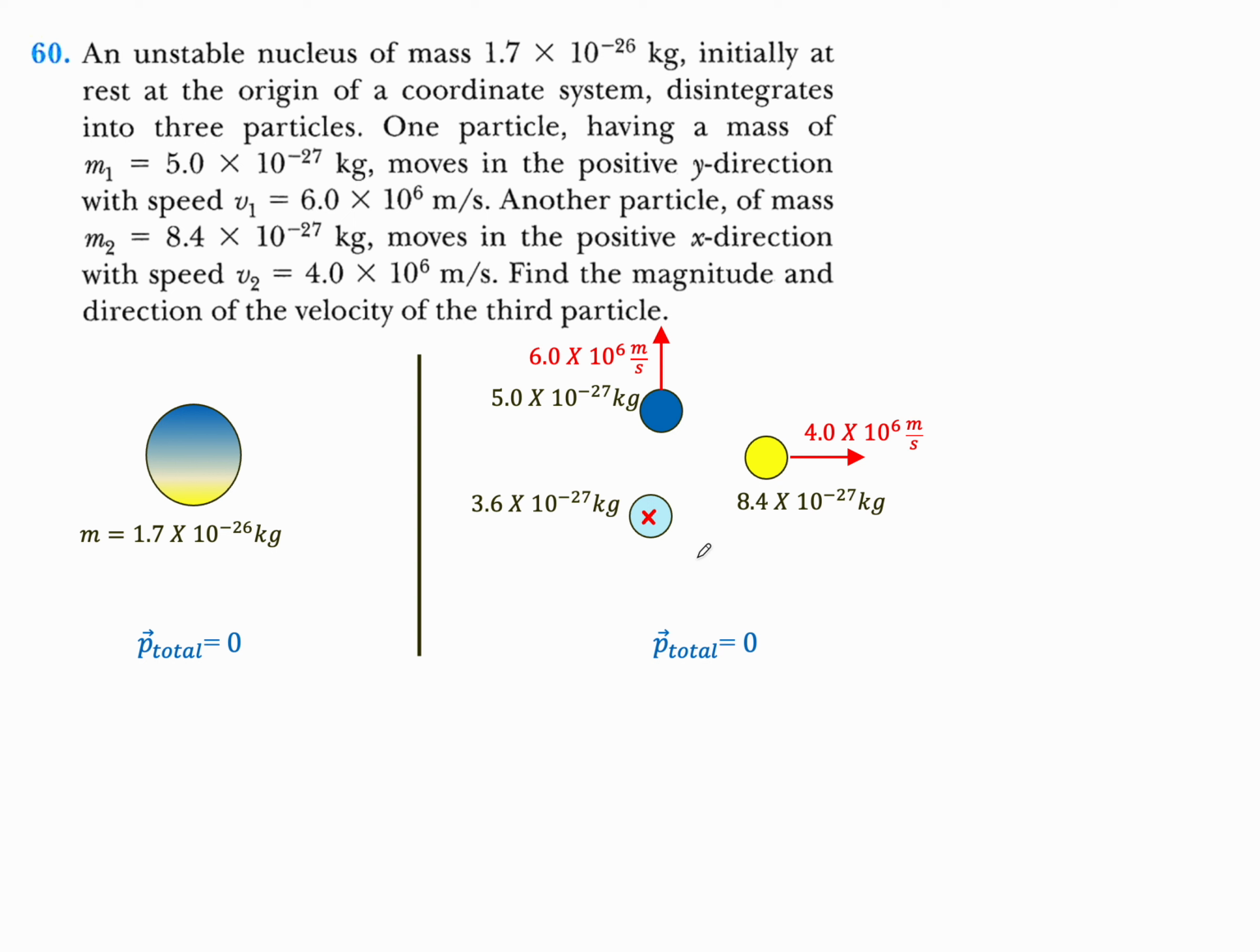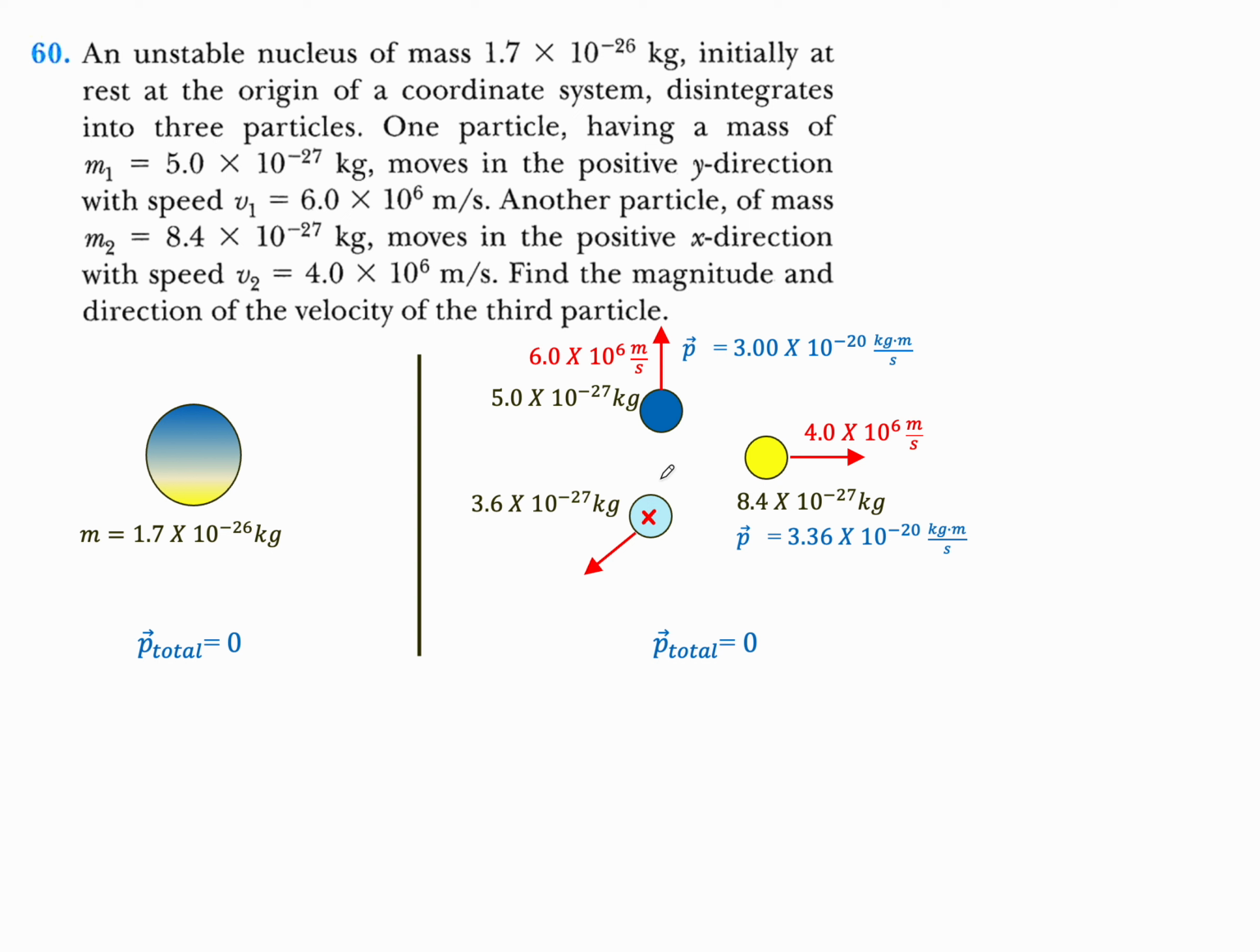1.7 times 10 to the minus 26th. And we can probably guess that if the total momentum beforehand was zero and the total momentum afterwards is zero, our unknown particle is going to be traveling somewhere in this direction. Now, how can the total momentum add up to zero? Well, again, we tend to like to work in horizontal and vertical directions. This particle here, moving horizontally, has some horizontal momentum, just mass times velocity. And the vertical one up here has a momentum of this.